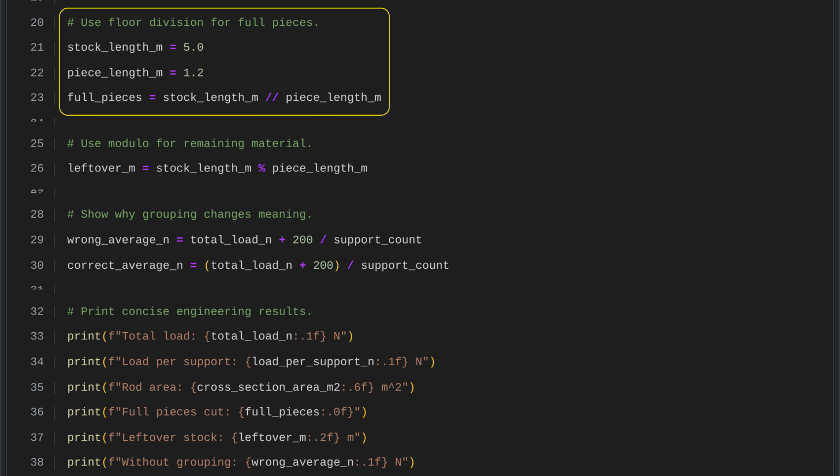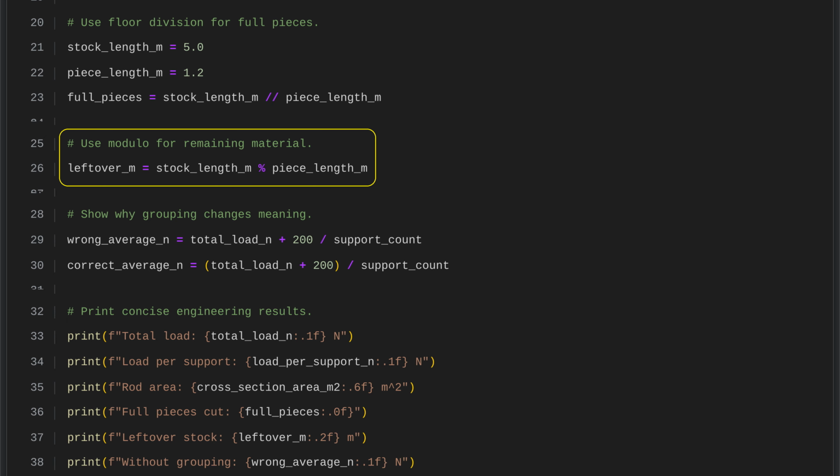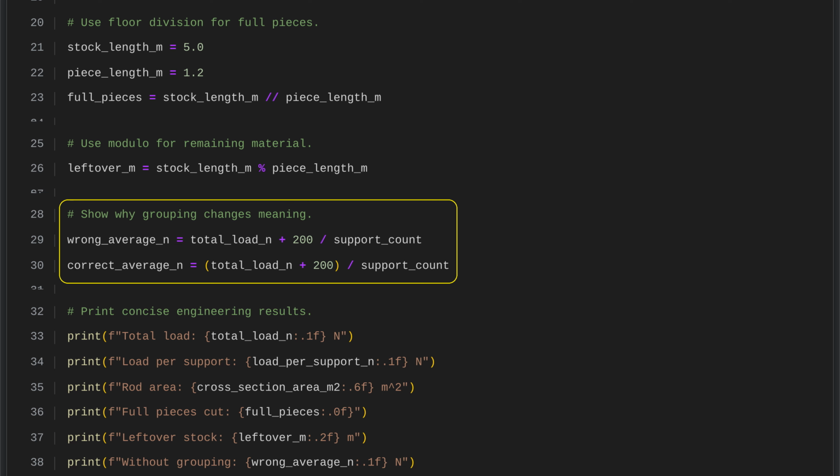With 5 meters of stock and pieces of 1.2 meters each, floor division tells us how many complete pieces can be cut. It divides the total length by the piece length and keeps only the whole number result, so any leftover material is ignored. To find the leftover material after cutting full pieces from a stock length, use the modulo operation. It gives the remainder after dividing the total length by the piece length, which is the amount too short to make another full piece.